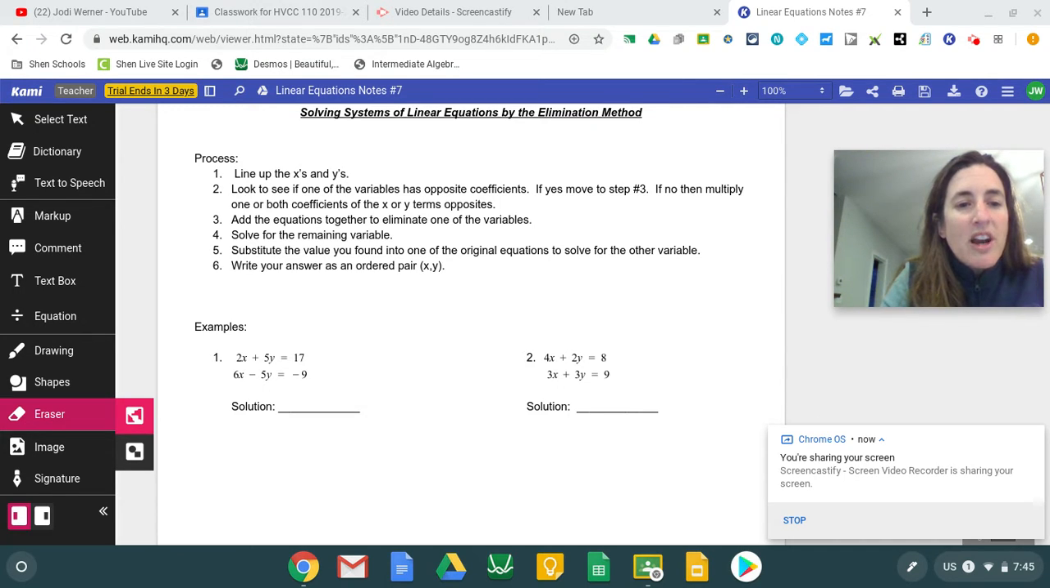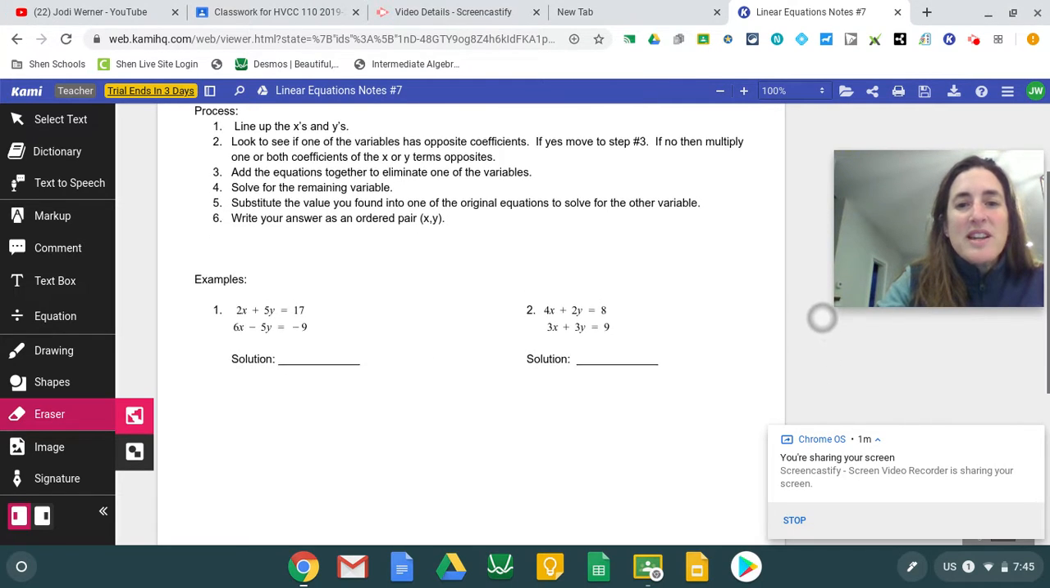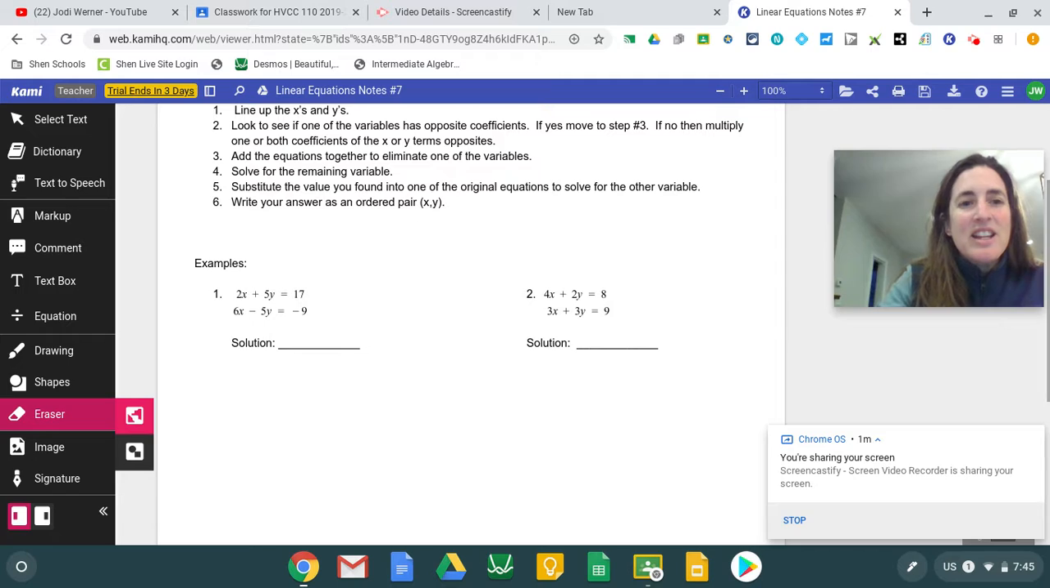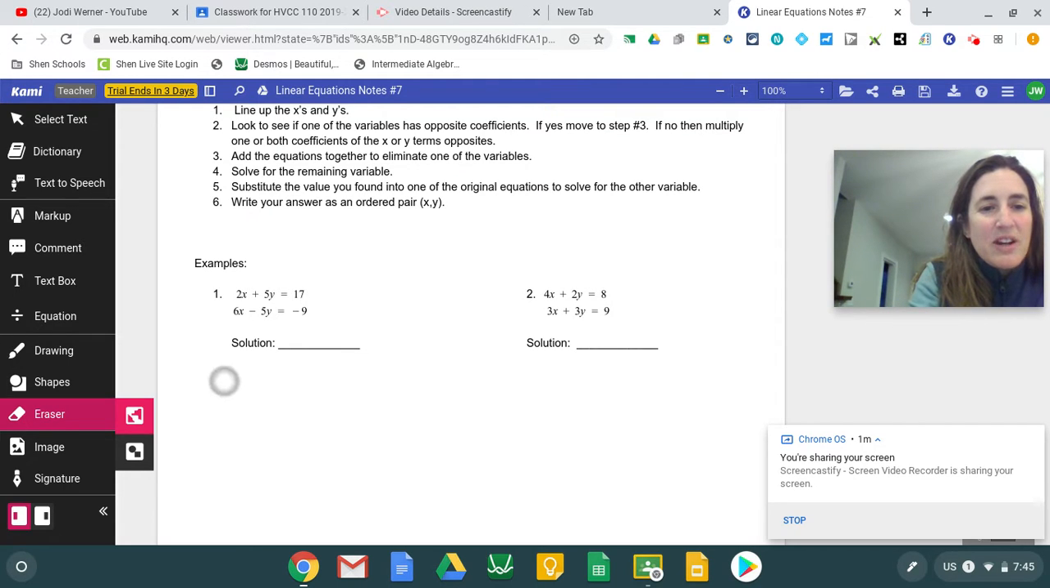If we look at our x's, the first one has 2x and the other one is 6x. Those are not opposites of each other. But if we look at our y's, the top one is positive 5y and the bottom is negative 5y, and those are opposites. Positive 5, negative 5, opposite on the number line. So we are good to go for that. It then wants us to add both those equations together.